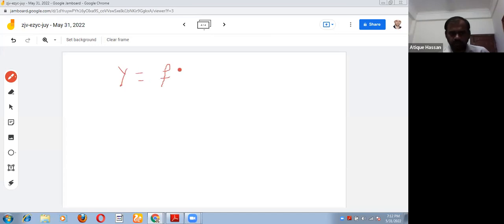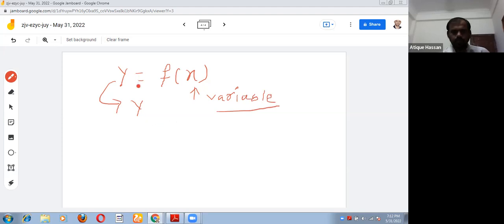Suppose you are given a function y is equal to f(x). For y, what is x? x is the variable. So for y to be maximum, dy upon dx should be equal to 0.